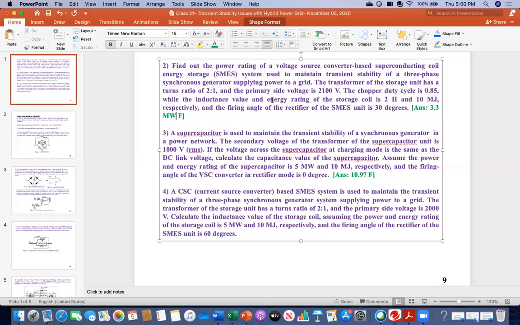3.3 megawatt. That was the previous answer, approximately. Okay, so therefore move forward. Everybody read number 4.